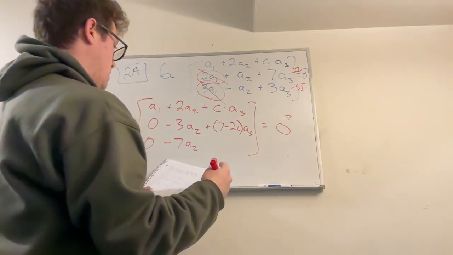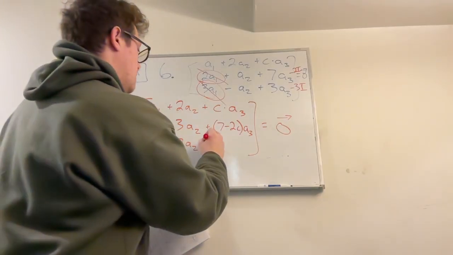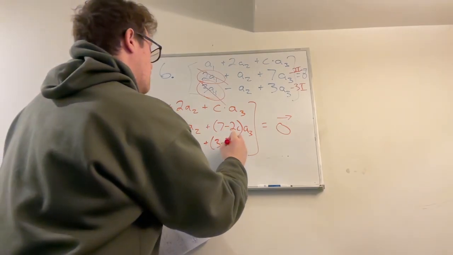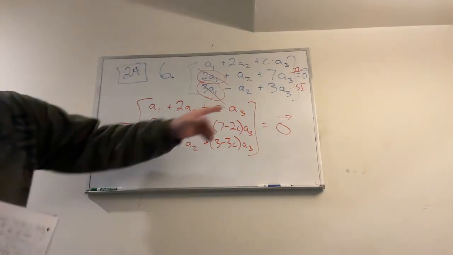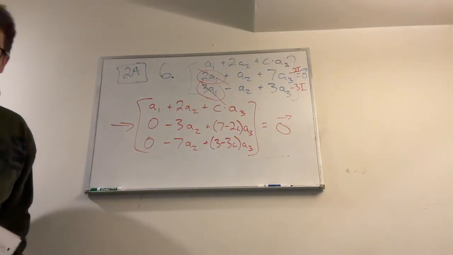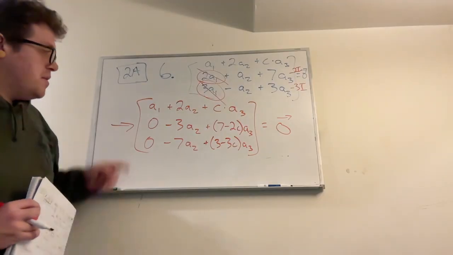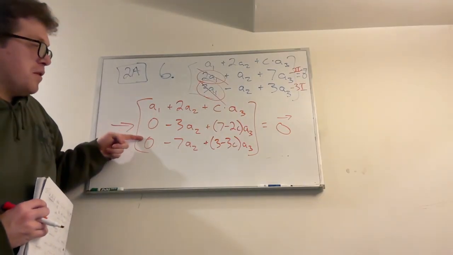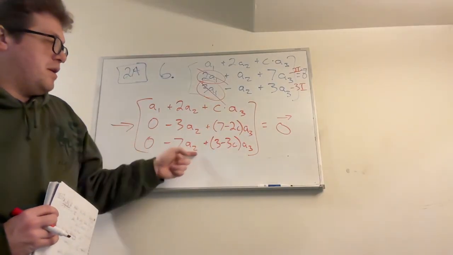Yeah, wait. Oh, I have it out of order. 3 minus 3c. Right, and then 3 minus 3c times a3. So that's the last term. And you can see now I've eliminated the A1 from the second and third row, and now the second and third rows' equations only have A2 and A3.